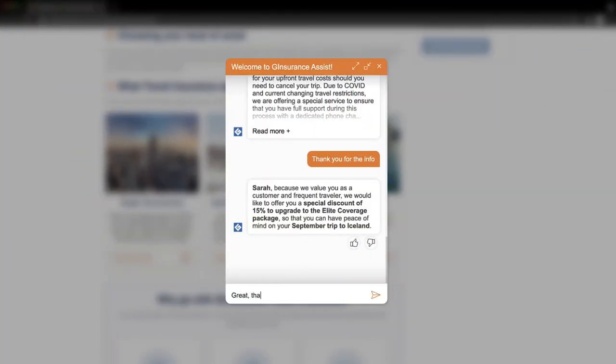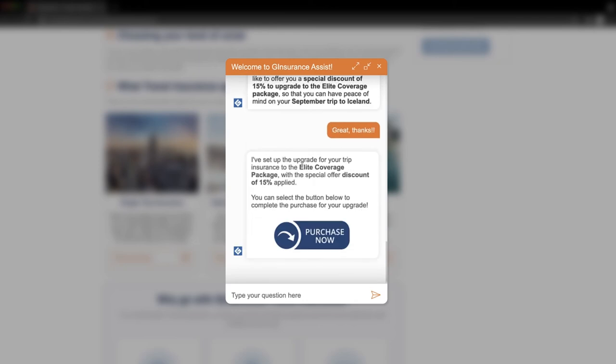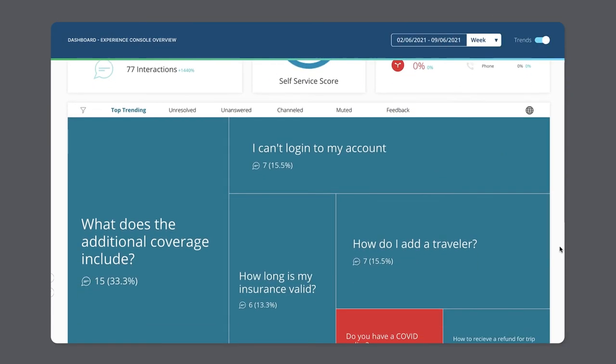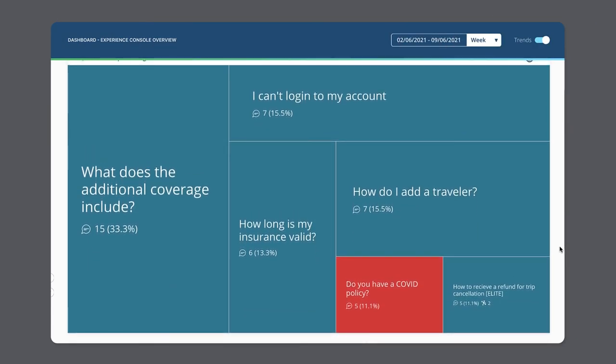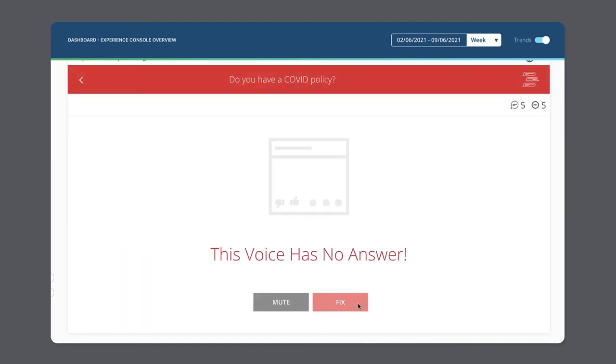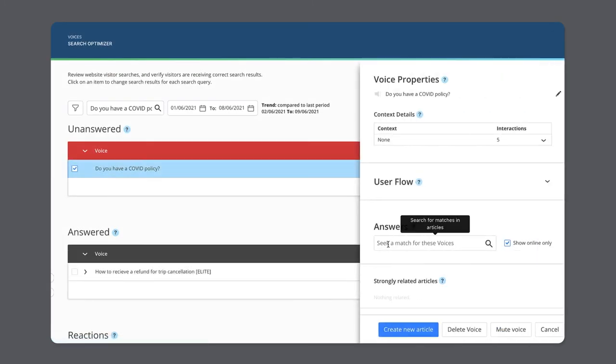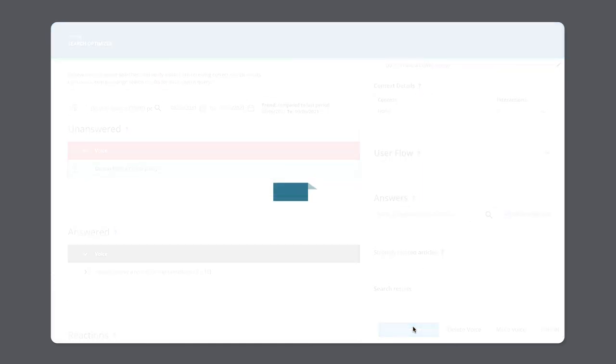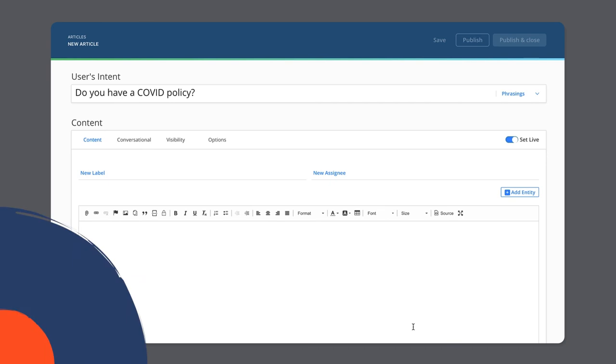Erica has now effectively done her job, and Sarah is confidently on her way to Iceland as a happy and loyal G Insurance customer. The experiences that both Sarah and Erica had were not conducted in a silo, but instead leveraged together with the collective intelligence of every other engagement to power an outside-in approach that continuously creates smarter and more compassionate interactions with the G Insurance brand.